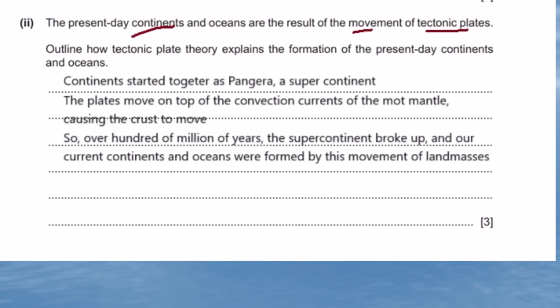The continents start together as Pangea, a supercontinent. Plates move on top of the convection currents of the hot mantle, causing the crust to move. So over 100 million years, the supercontinent broke up, and our current continents and oceans were formed by this movement of landmass.